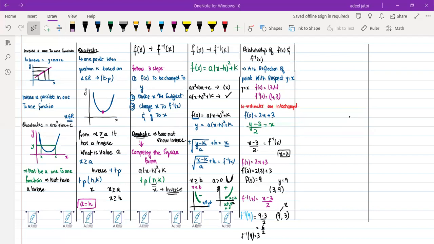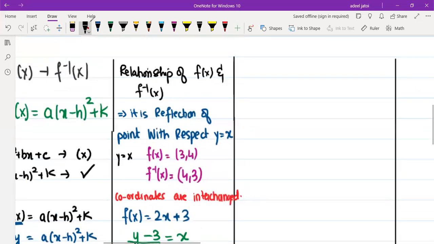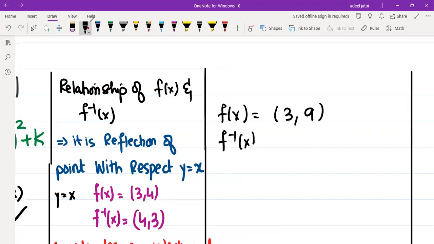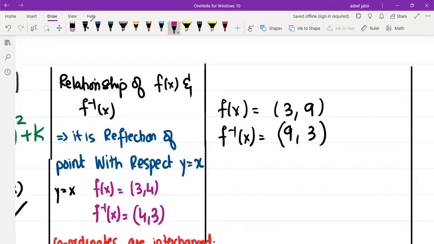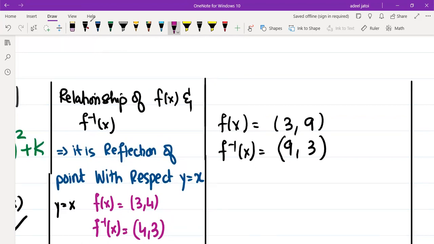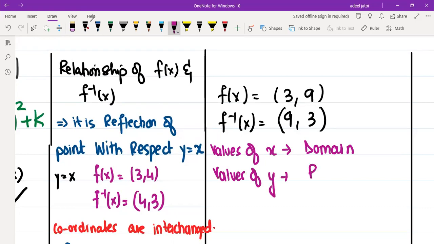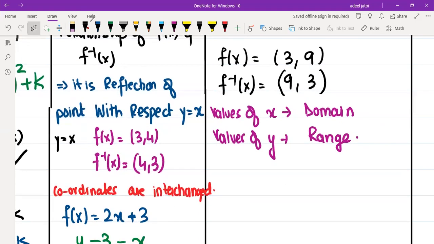Now, continuing with the same discussion of the coordinates that were interchanged. So what does this really mean? This really means that when the coordinates are interchanged, let's say your f(x) was (3, 9), your f inverse coordinates become (9, 3), since it is a relationship of y is equal to x, the coordinates interchange. But now what do we say? In a function, the values of x are represented by domain. We call them domain. Your values of y are represented as range.